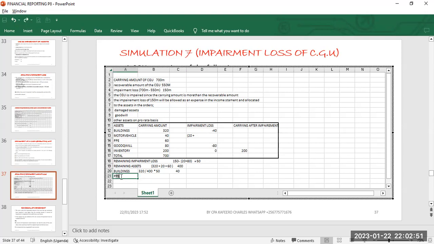So we go to the PPE. PPE was 60 million divided by the total 400 million. Then we multiply by the remaining impairment loss of 50 million. And this will give us 7.5 million. And this 7.5 million is what we shall take to where there is PPE.